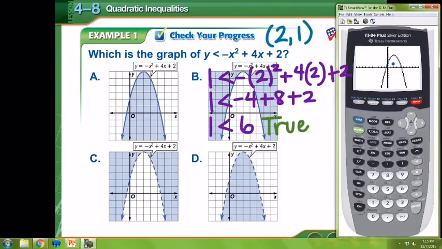So that means if it's a true statement, you would shade on the inside of the parabola, or wherever your point came from. Okay, and we know that it's a dotted line because it's less than and not an equal to. And then it's going to be shaded on the inside, so that's going to be our choice D.